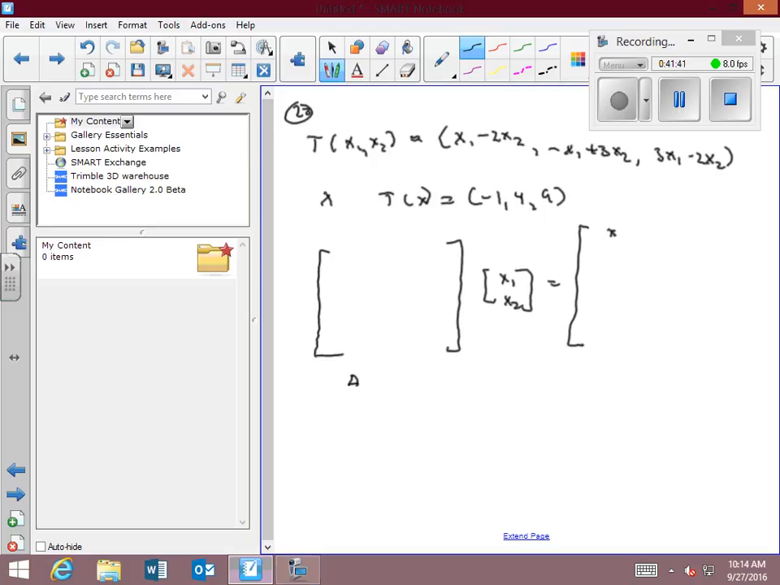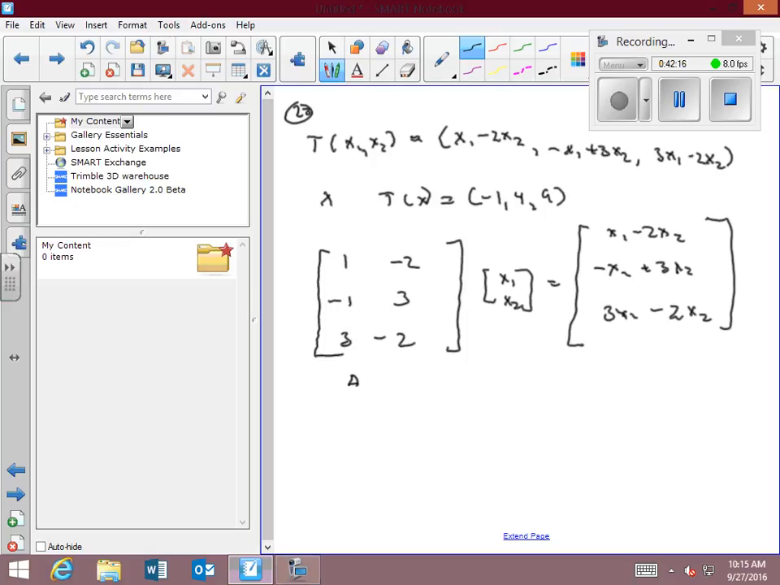And so this is x1 minus 2x2, minus x1 plus x2, and 3x1 minus 2x2. So the A is going to be 1, minus 2, minus 1, 1, and 3, minus 2. So that's got to be our A matrix.